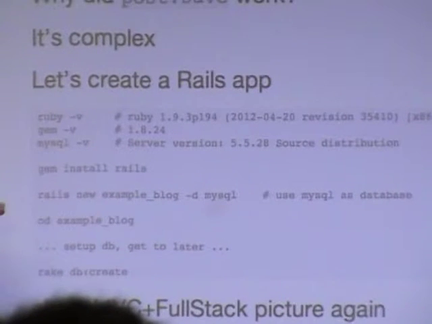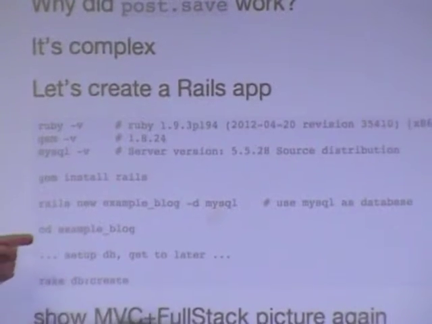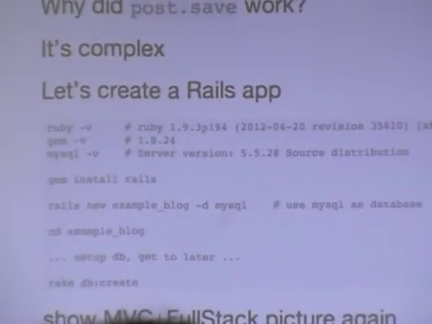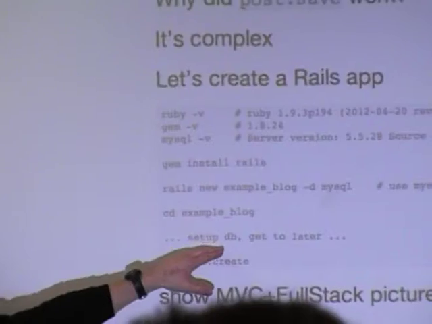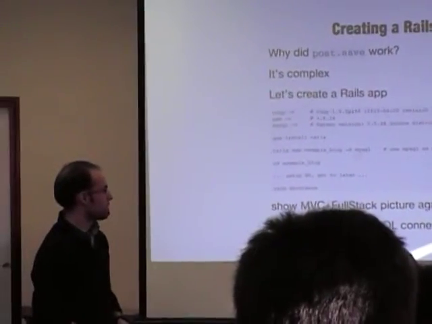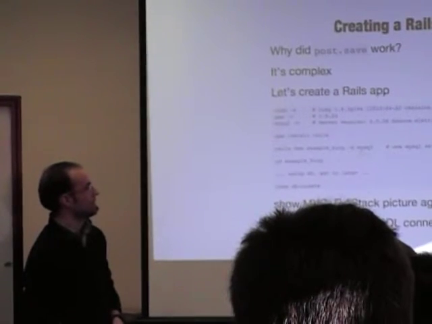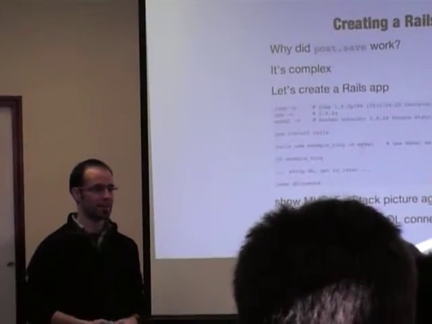After you do that, it's going to generate a bunch of files that I didn't put in here. Then you change to that directory, because it's an actual folder that's created. You set up the DB, and then you do rake db:create. That creates a MySQL database. And this is the point at which you are actually developing Ruby on Rails.